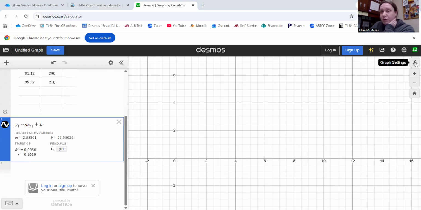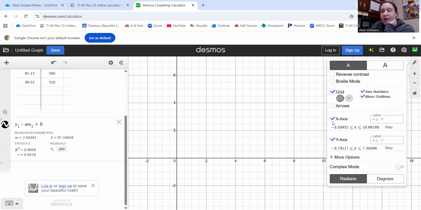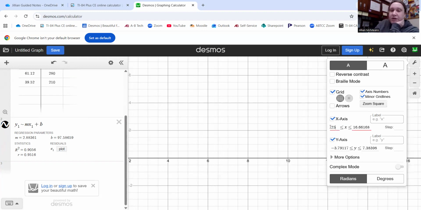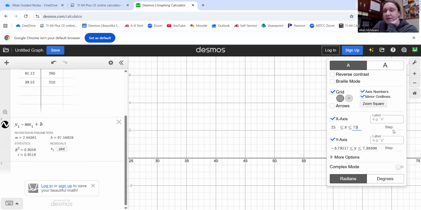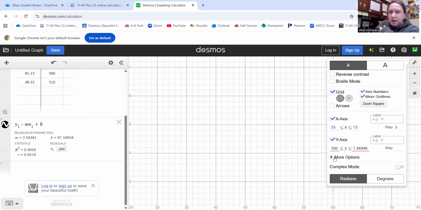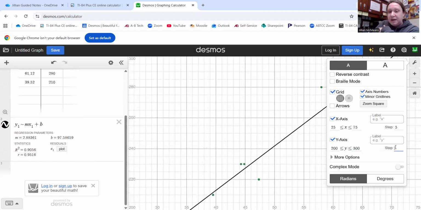This little wrench in the upper right-hand corner of the Desmos screen, you want to click on that, and it's got your x-axis and your y-axis, and you can tell it exactly where you want to start and stop. So let's say we go 25 to 75 for the x's, and then the step will tell you how it's going to increment. So let's just go by fives. And then on the y-axis, I think we wanted to go 200 to 300, and we incremented by 10.